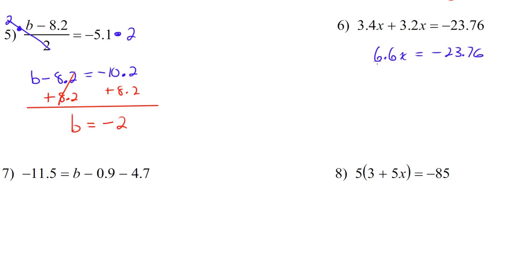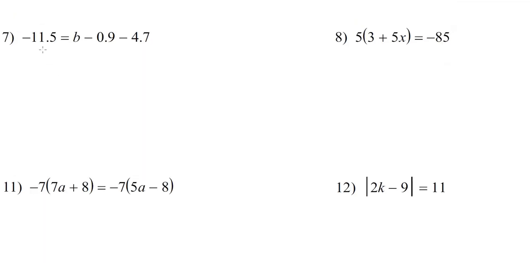So all we got to do is divide both sides by 6.6. On the left, these cancel out, leaving us with x. And on the right, negative 23.76 divided by 6.6 is negative 3.6.